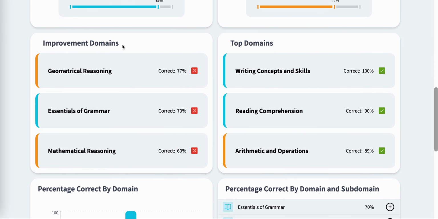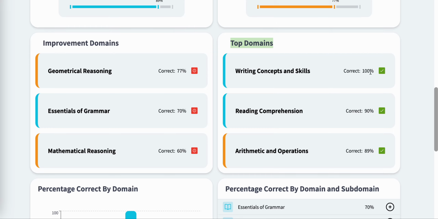And so you've got two boxes here. One is improvement. And these are broken down by certain skills, but these would be the lowest percent correct that your student earned on the test. So again, this is breaking down percent correct, not percentile. Top domains would be your child's best performing subdomains, the ones they got the most questions right.